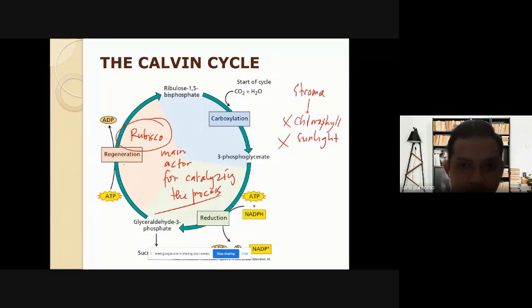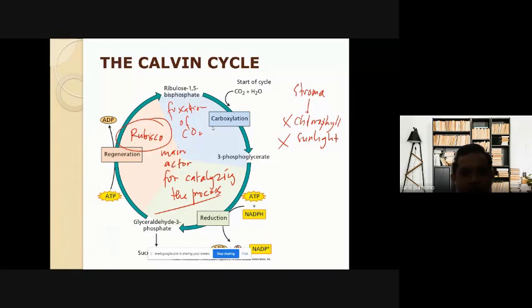Rubisco is helping the fixation process of carbon dioxide, of CO2. It is helped by Rubisco, the enzyme that is located mainly in the stroma of the chloroplast. Okay, there are 3 steps of the Calvin cycle.